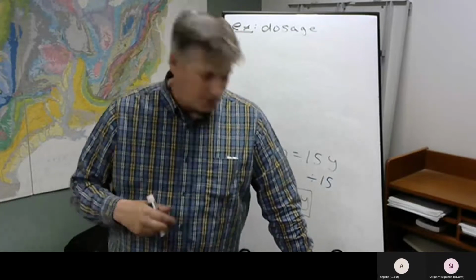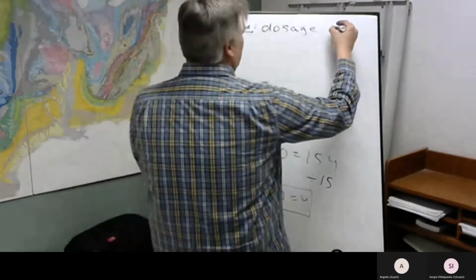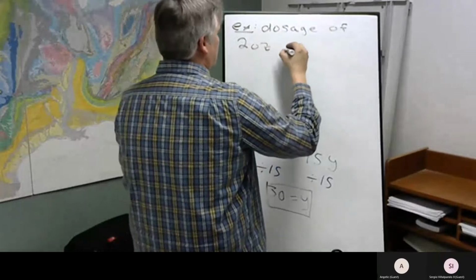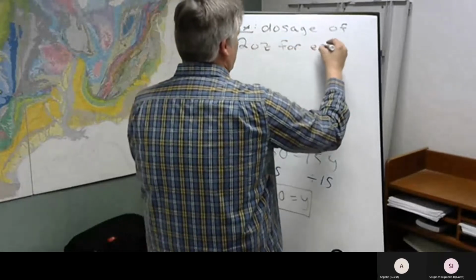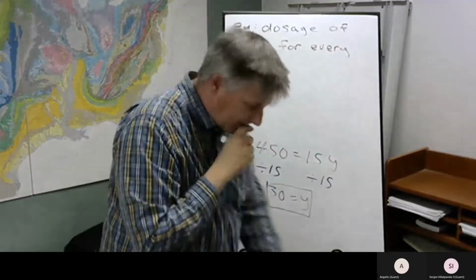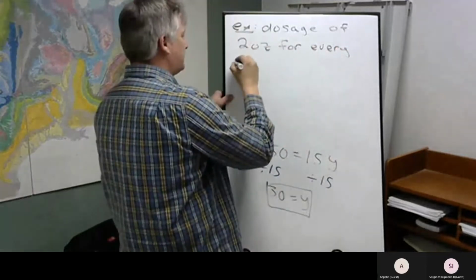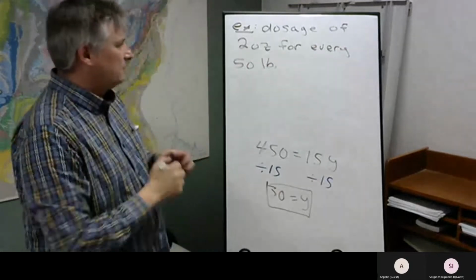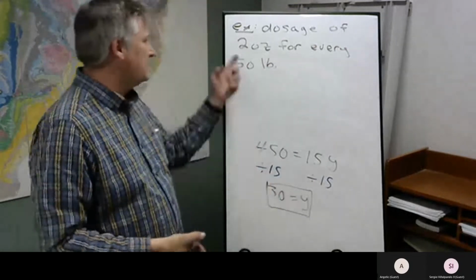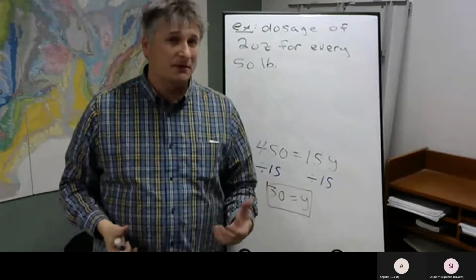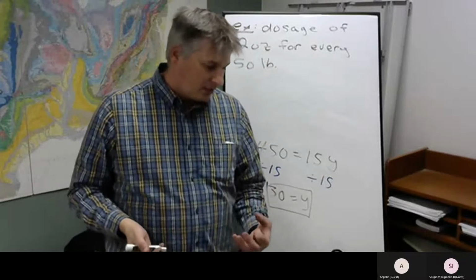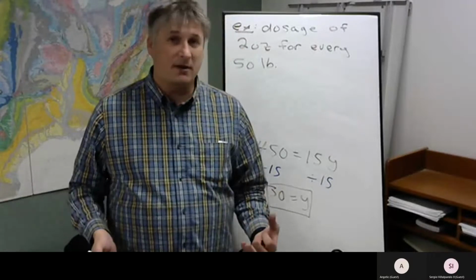But let's say we have something like this. Let's say we have a medication. It's 2 ounces for every 50 pounds. So for every 50 pounds that a person weighs, they need 2 ounces of this medication for it to be effective. So the question is, how much medication is needed for someone who's 175 pounds?